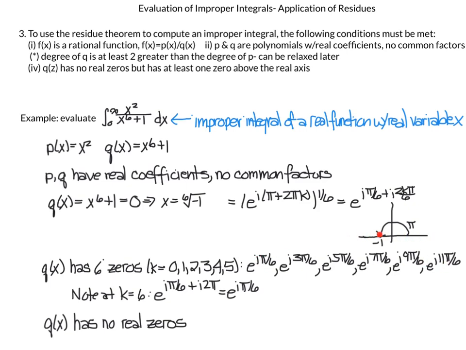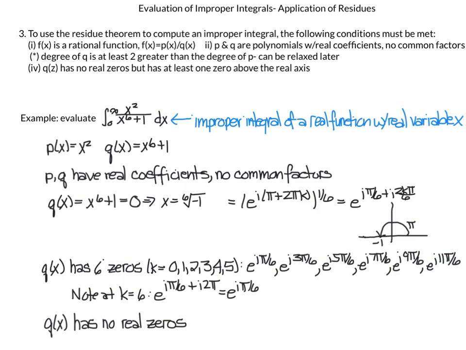This drawing was for when we were illustrating negative 1. But e to the i pi over 6, right, our angle is going to be somewhere here. So it's above the real axis. Here, 3 pi over 6 is going to be somewhere here. Above the real axis, 5 pi over 6 will be here. 7 pi over 6, that's more than pi. So it's going to be below the real axis. 9 pi over 6 is below the real axis. 11 pi over 6 is below the real axis.